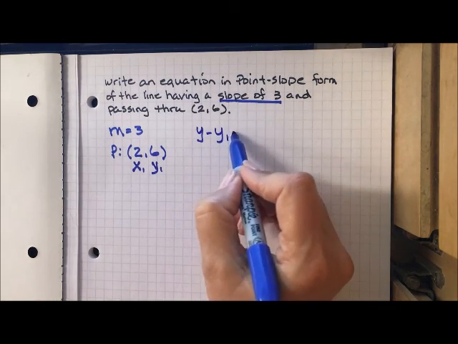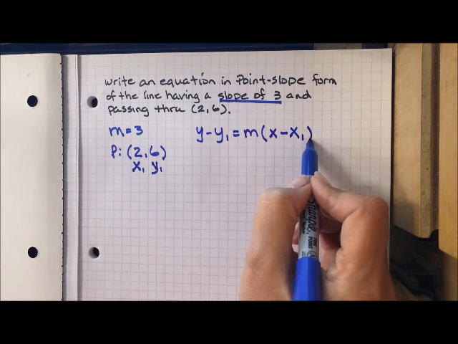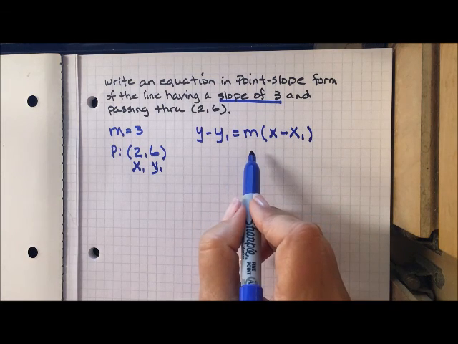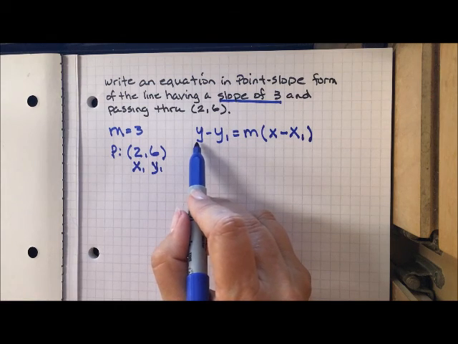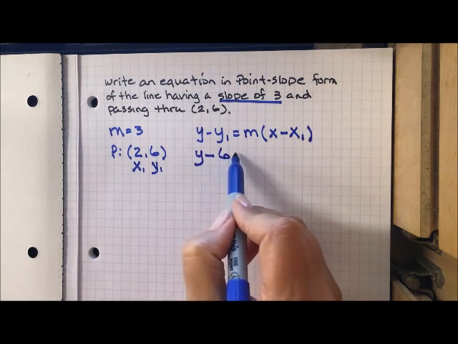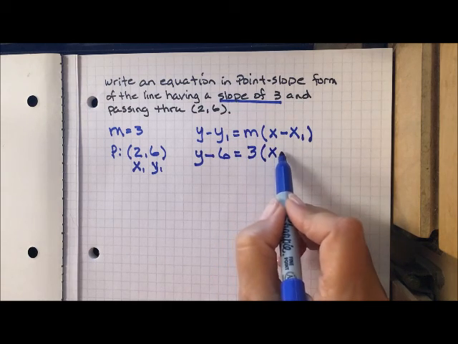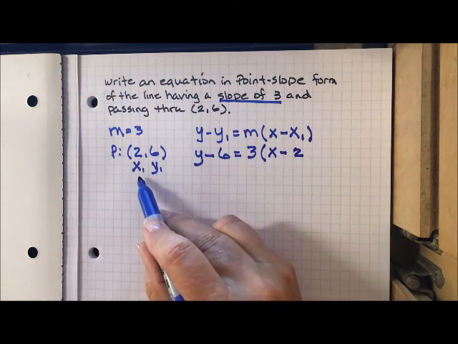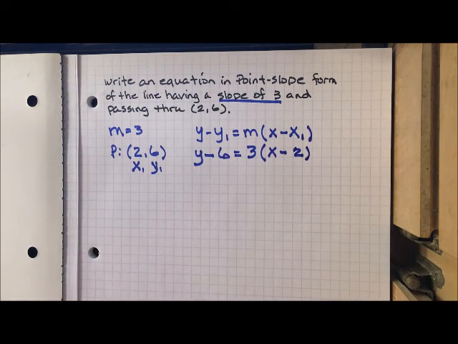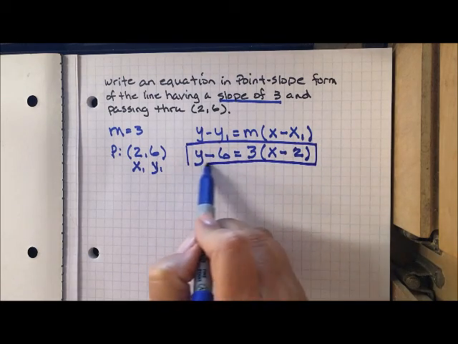Y minus y1 equals m times x minus x1. This will be the formula used for all point-slope form equations. We're going to start with our y minus. Now y1 we know is 6. And that will equal our slope, which is 3, times x minus 2, which is our x1. As a quick reminder, every equation has to have an x and or a y, otherwise it won't be a linear equation. So this is our equation in point-slope form.